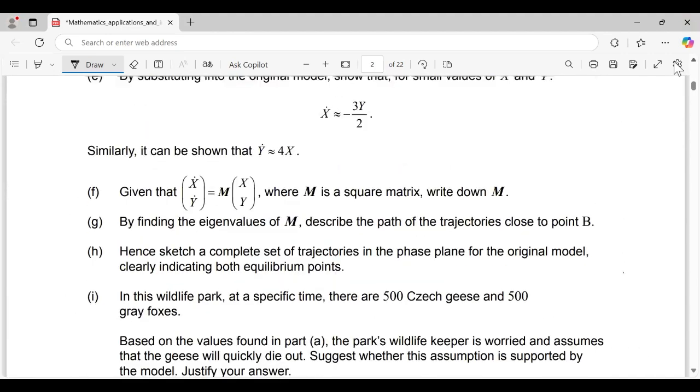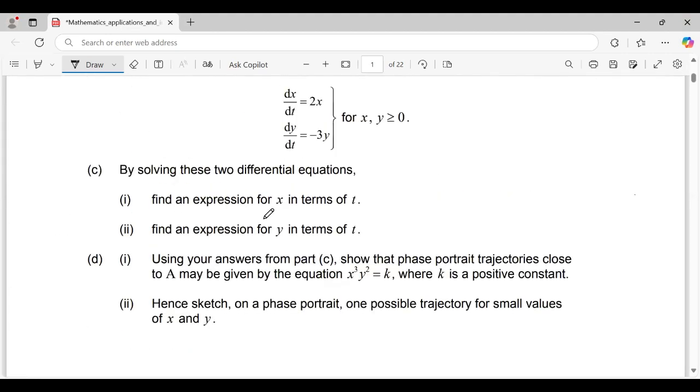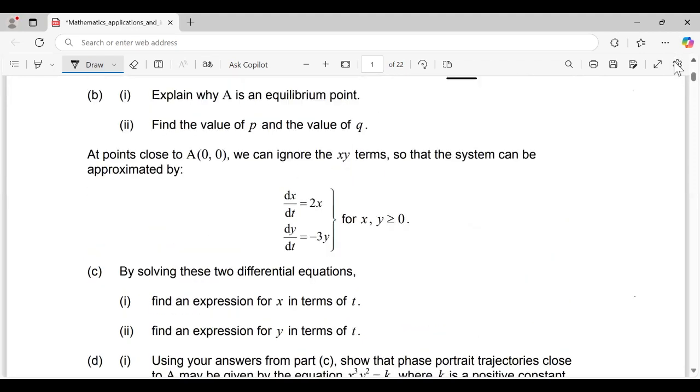Part C. For points close to the origin (0, 0), we can ignore the xy terms so that the system can be approximated by dx/dt equals x, dy/dt equals minus y. By solving these two differential equations, find an expression for x in terms of t, and find an expression for y in terms of t as well.